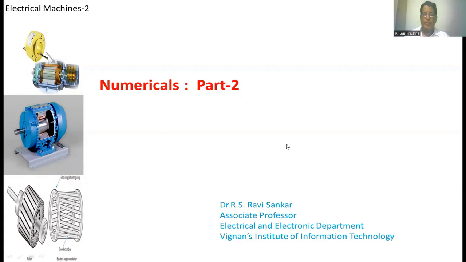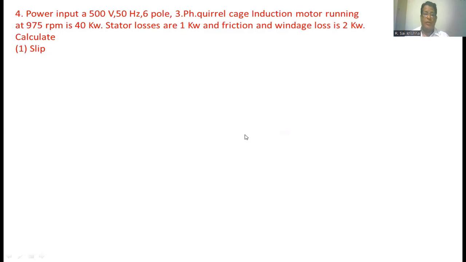In this lecture, we are going to discuss the numericals, Part 2. Now, let me take the first numerical. The power input to a 500 volts, 50 hertz, 6-pole, 3-phase squirrel cage induction motor running at 975 rpm is 40 kilowatt. The stator losses are 1 kilowatt.